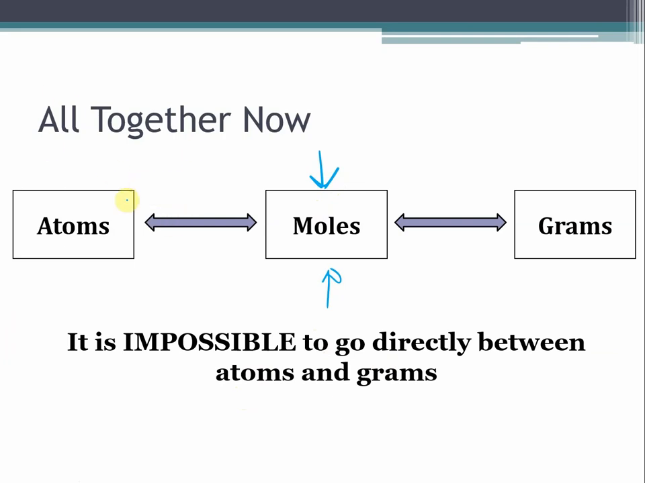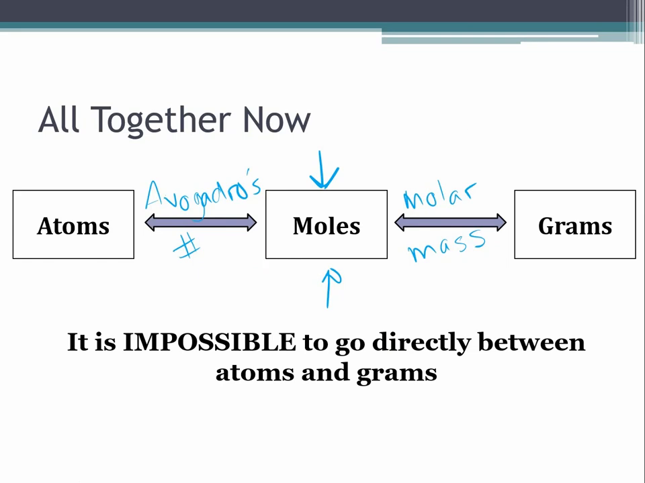So last thing on this slide, remember between atoms and moles, that's where you're going to use Avogadro's number. That's where you'll use your 6.02 times 10 to the 23rd. Between moles and grams, that is where you'll use your molar mass. And then if you're going between atoms and grams, you'll have to use both of these things in order.